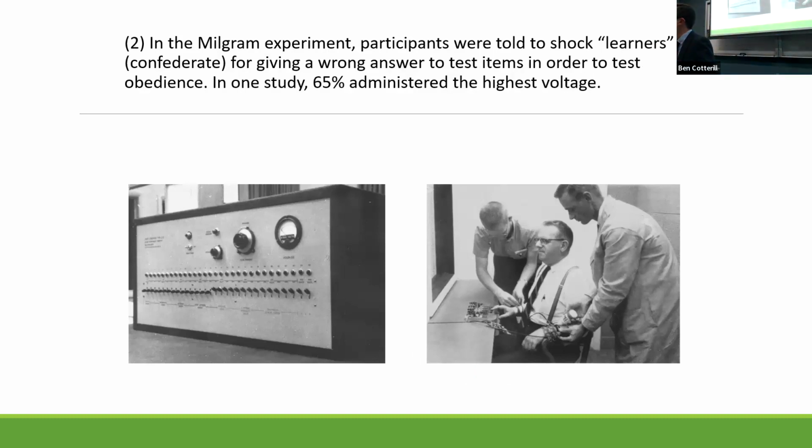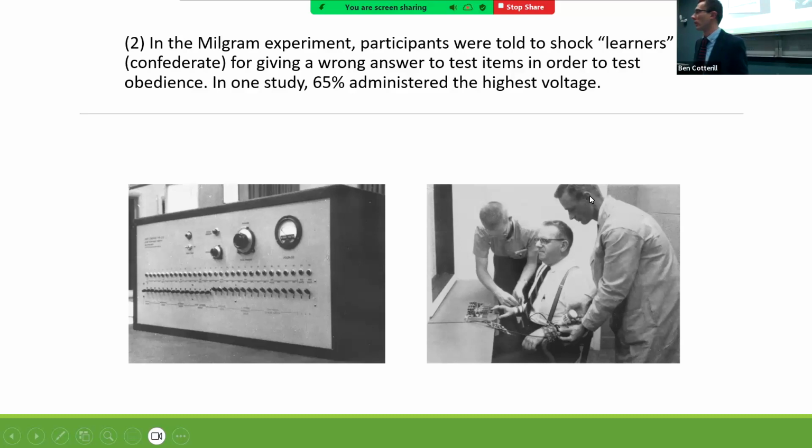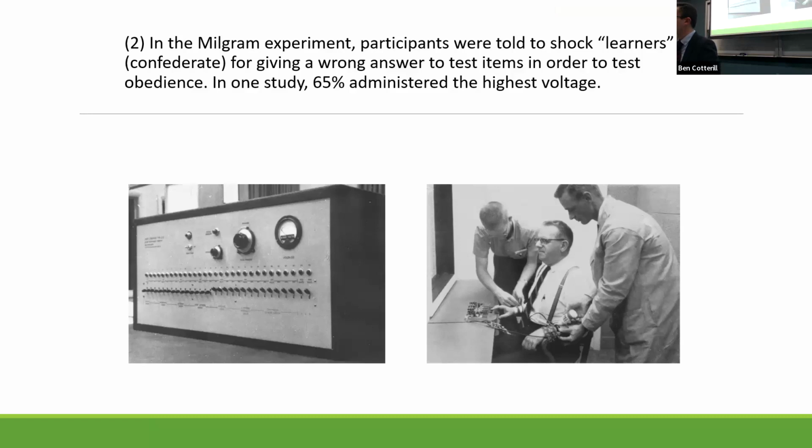The second experiment is the shock experiments by Stanley Milgram. So in this situation, the participant is being told that there is an experiment being done on how to improve learning. There is a learner who is actually in on the experiment, okay, who's answering a bunch of questions, and if they get a question wrong, they're to be given an electric shock, okay, and the participant is told this is to help us understand how to improve learning, okay.